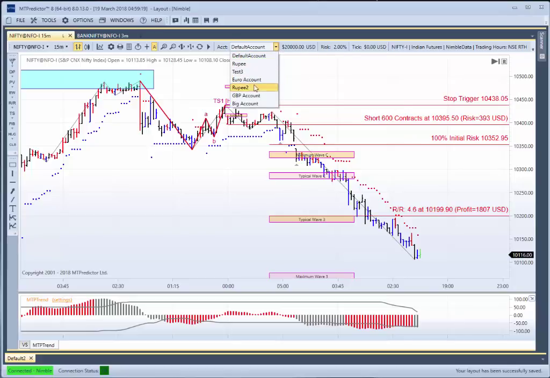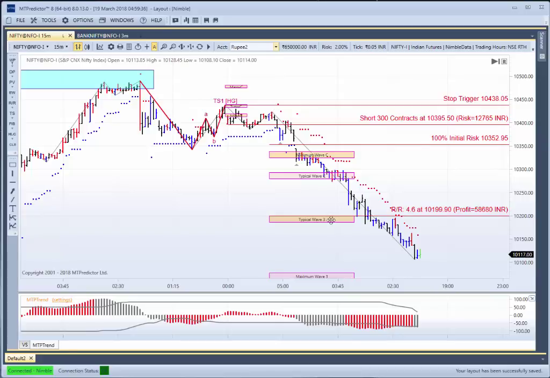I'll just change that to our Indian rupee account. Here we keep our initial risk small and under control, so this would give it the number of contracts to trade. As you can see, the initial risk would have been kept small, so if this had been a losing trade, we would have considered this a 1-hour loss.